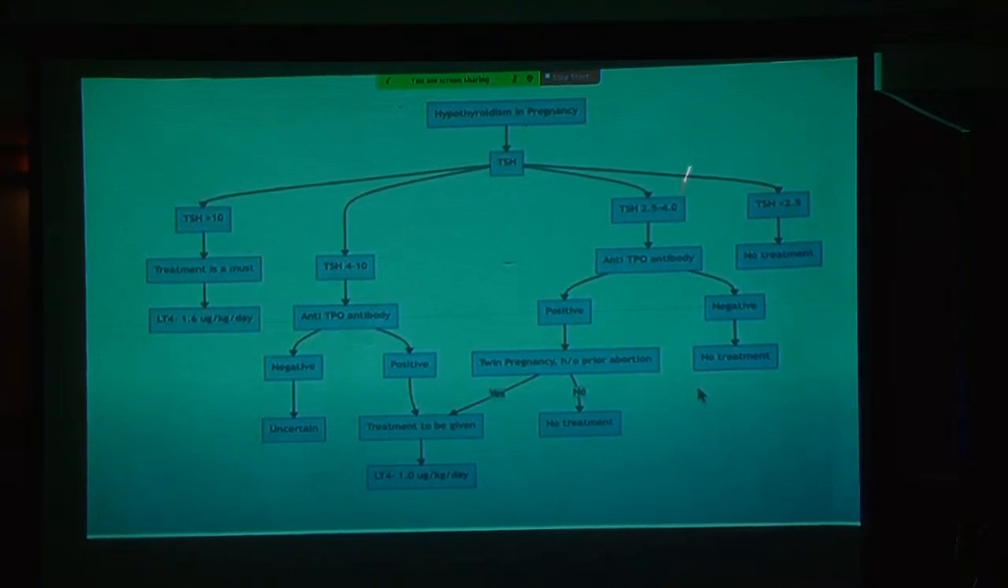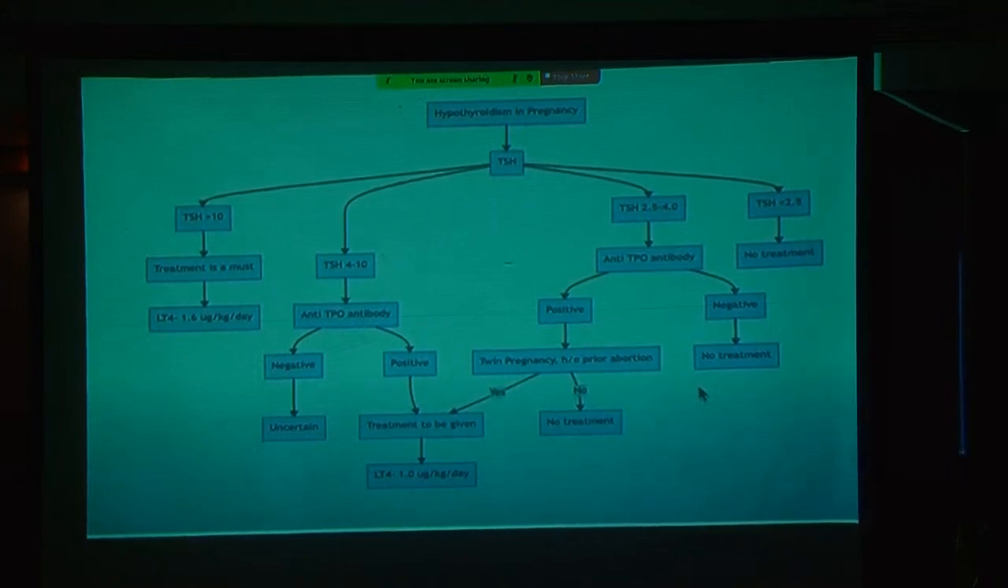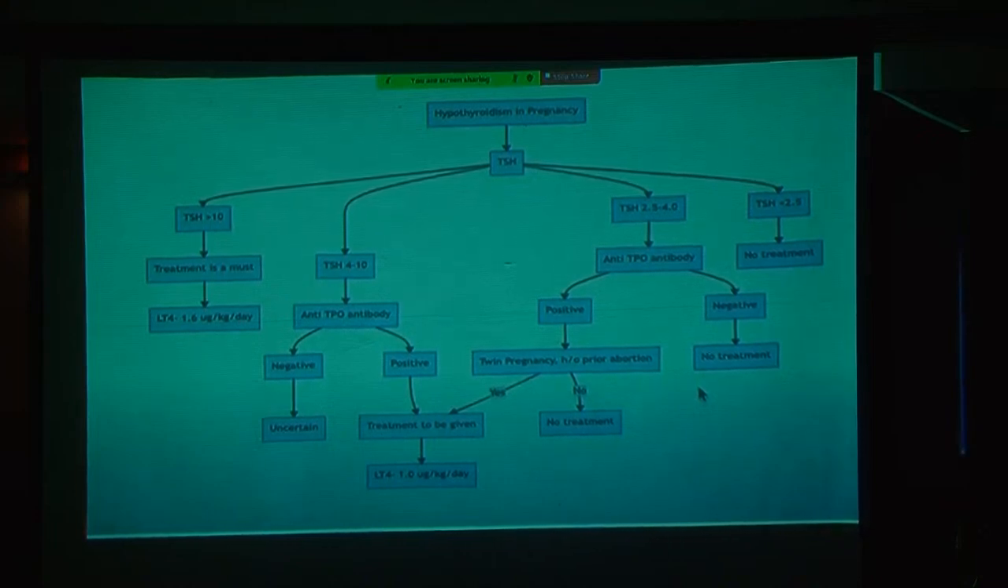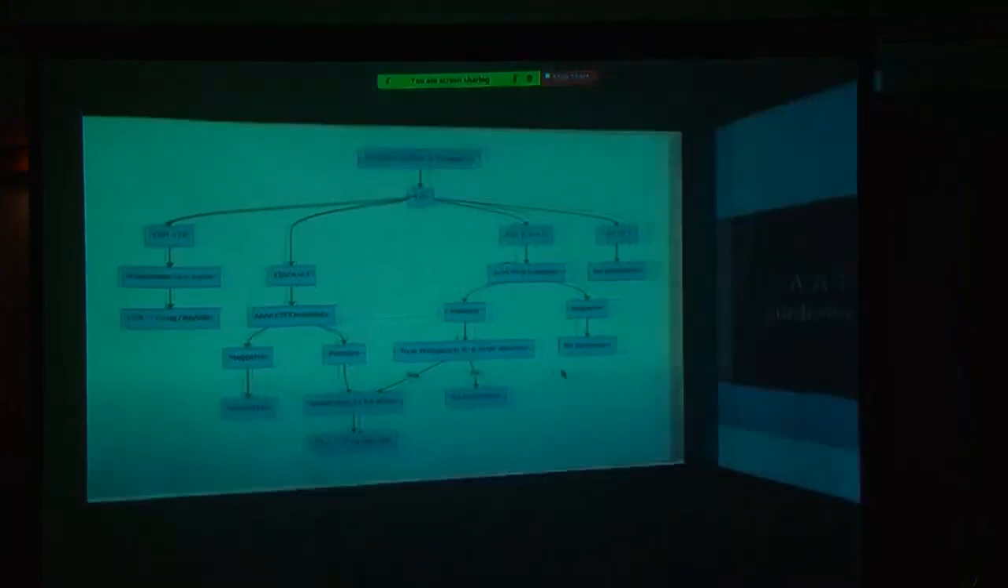Okay. Now, this is again the area between 2.5 and 4. If the patient's anti-TPO is negative, no treatment. If anti-TPO positive, then you look into the patient's risk: whether the patient had any previous autoimmune diseases, previous miscarriage, or it's a precious baby, or the patient is having IVF. That patient should be treated. So this is the guideline.